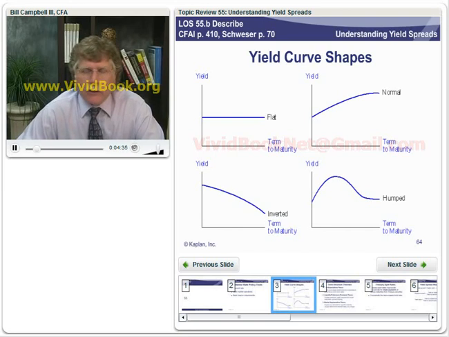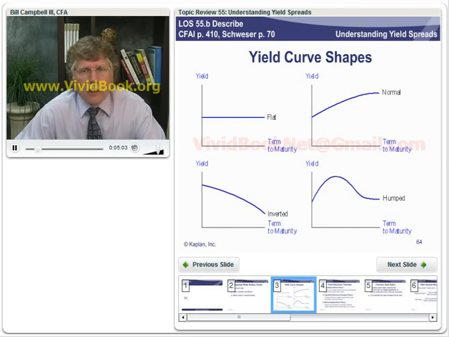Flat yield curve, pretty much exactly what the name suggests. It suggests that no matter what the term to maturity, you have approximately the same required yield. So you might have a required yield of 4% if you have a maturity of 2 months, 4% if you have a maturity of 2 years, 4% if you have a maturity of 10 years, 4% if you have a maturity of 30 years. That would be described as a flat yield curve.